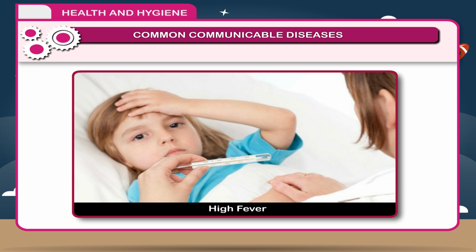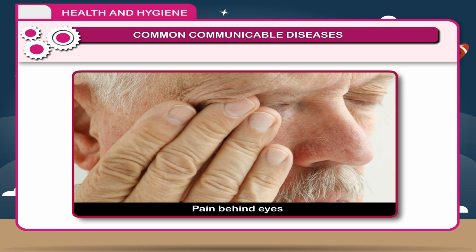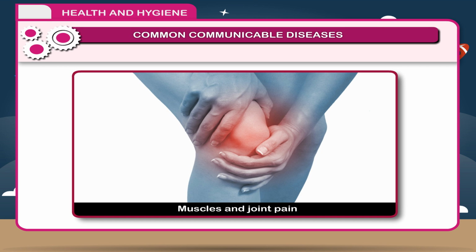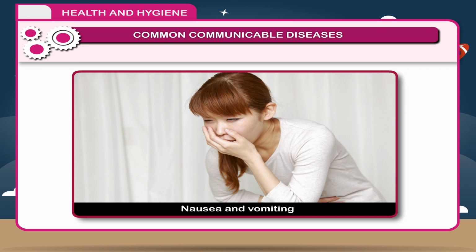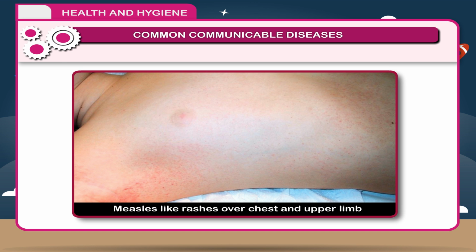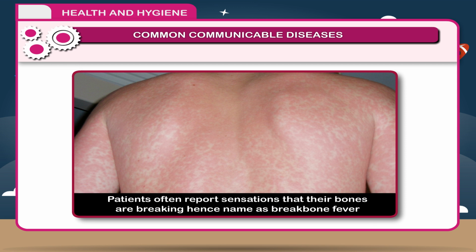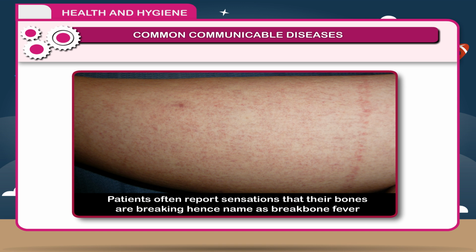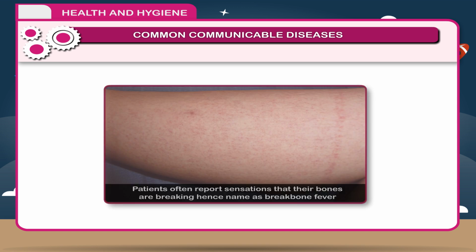Symptoms: high fever, frontal headache, pain behind the eyes, muscle and joint pain, loss of appetite, nausea and vomiting, a slowdown in platelet counts, and measles-like rashes over the chest and upper limbs. Patients often report a sensation that their bones are breaking, hence it is named breakbone fever.